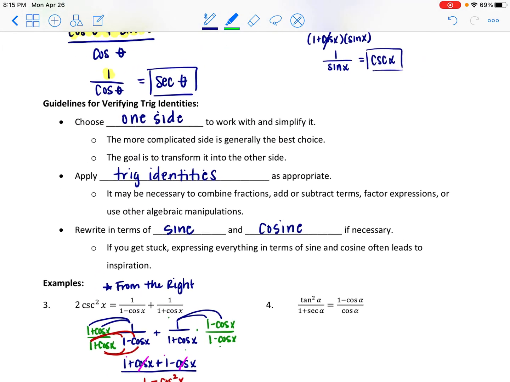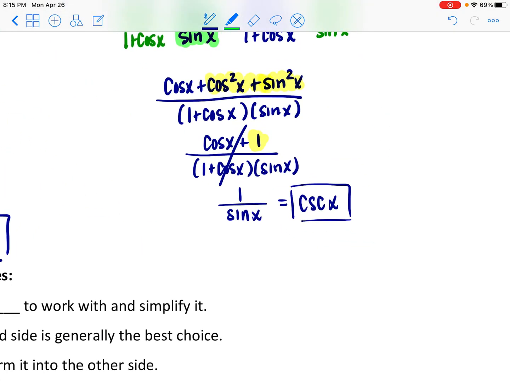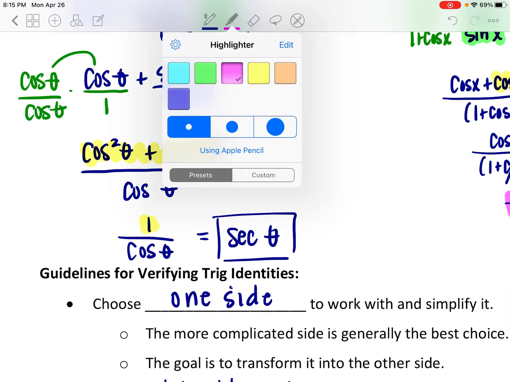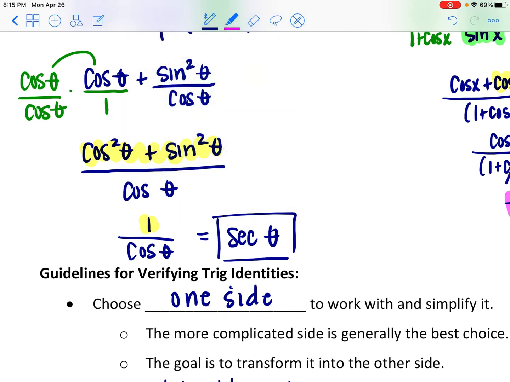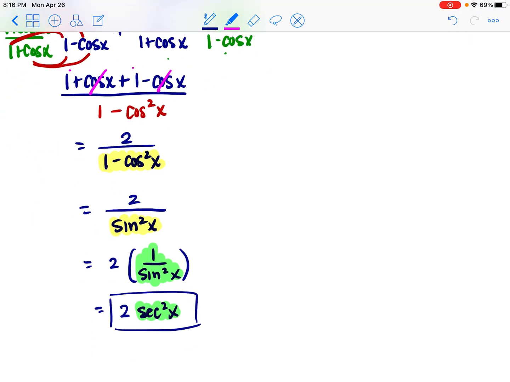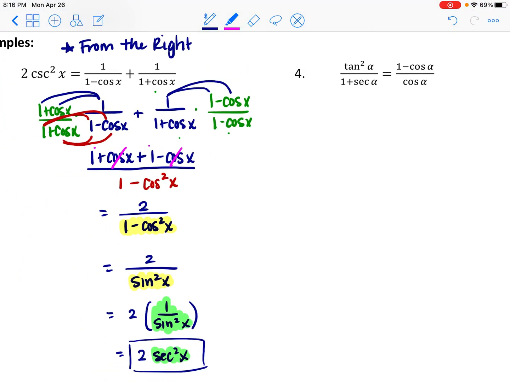Let me go back because I think I missed a couple. Yep, this is a substitution. 1 over sine is cosecant, and 1 over cosine is secant. Okay? So there's that. I got one more I want to show you. Hopefully this is coming together okay for you.